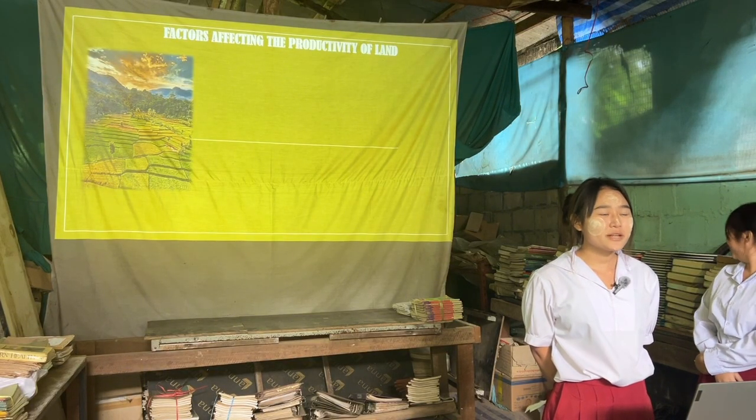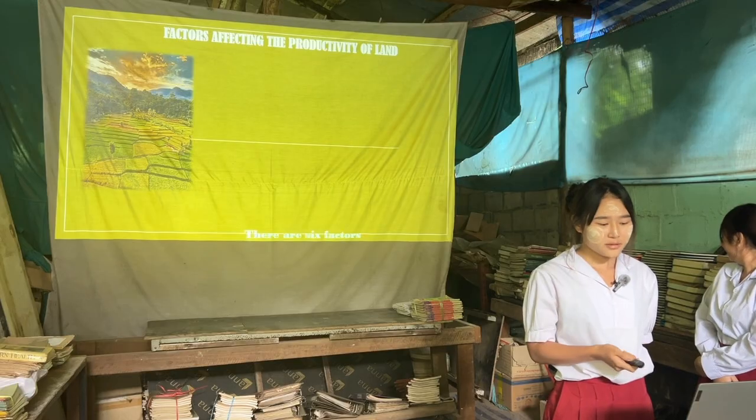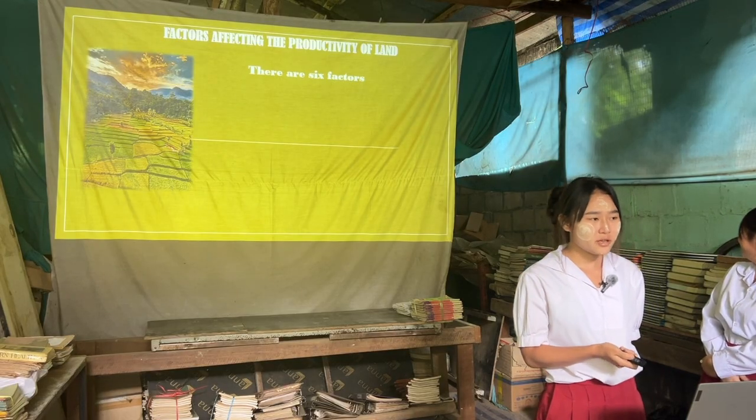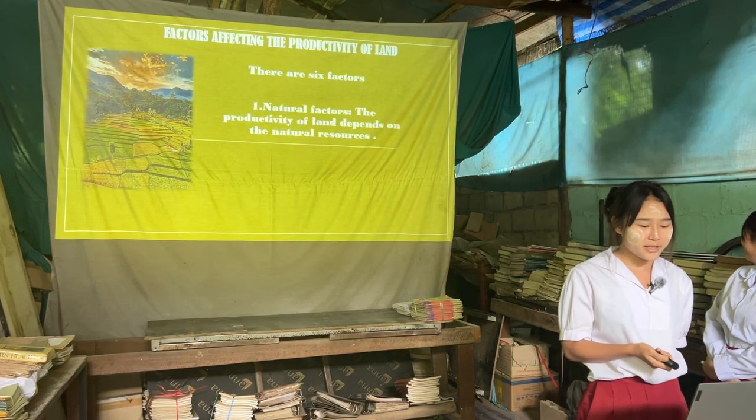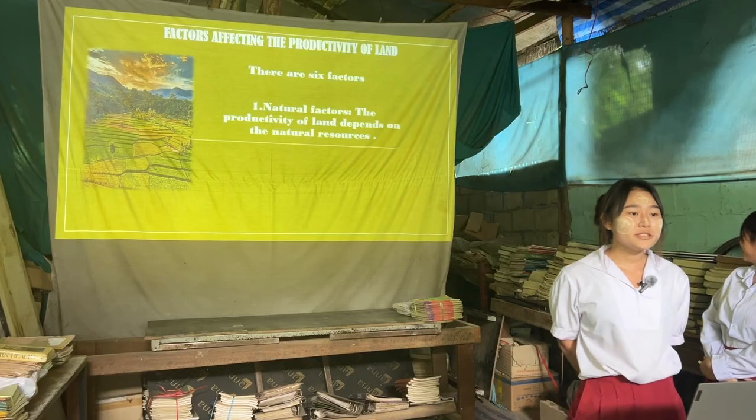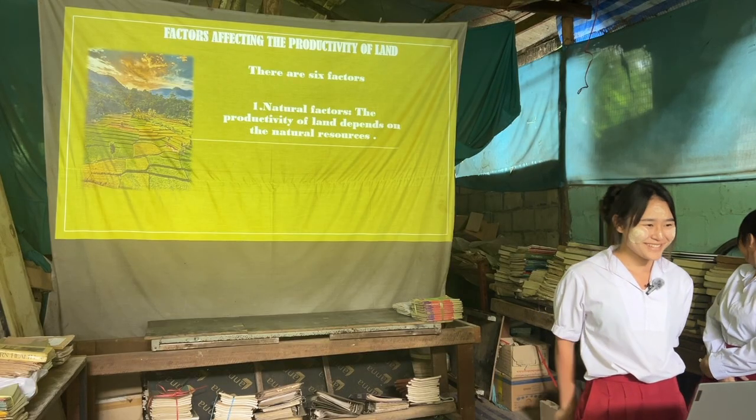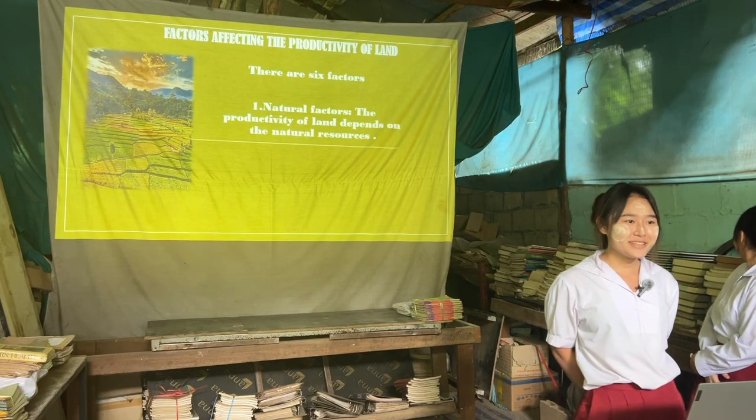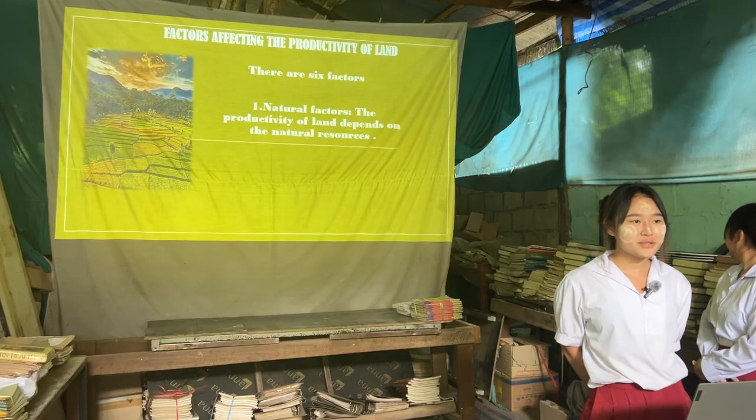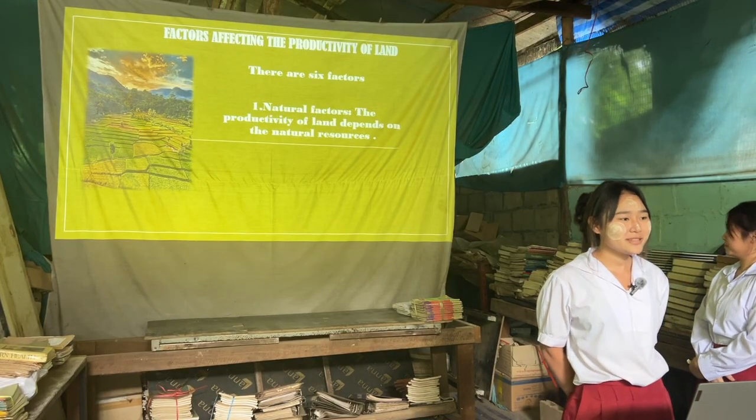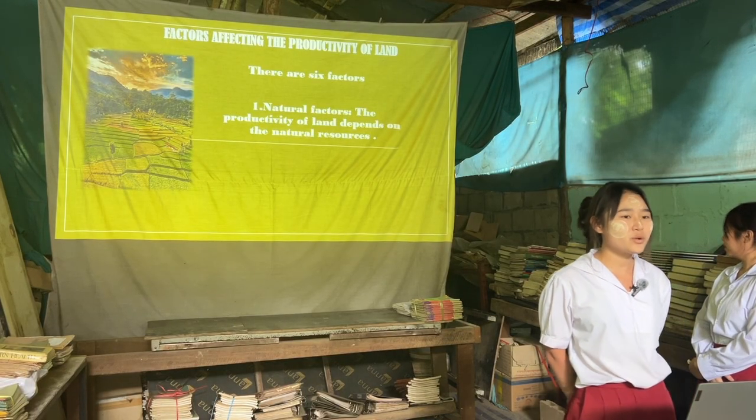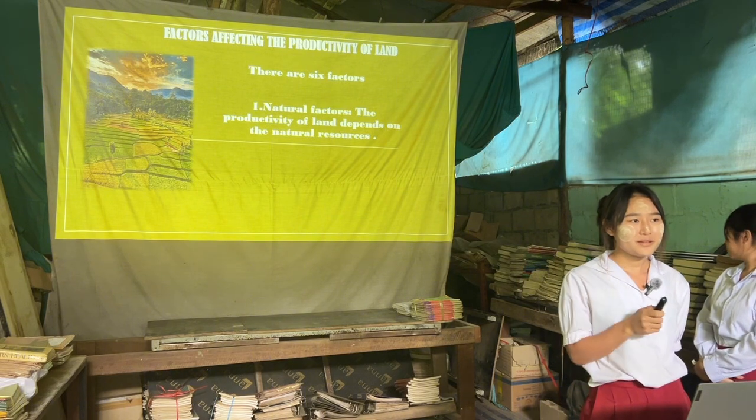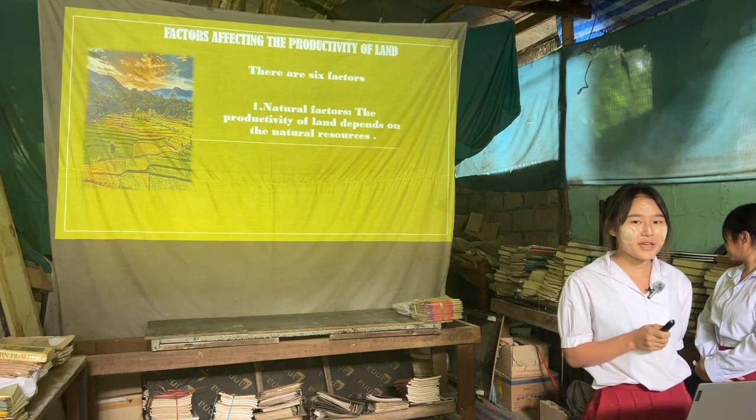Factors affecting the productivity of land. There are 6 factors. The first one is natural factors. The productivity of land depends on natural resources like climate, slope of land, chemical and biological properties of soil, and rainfall.